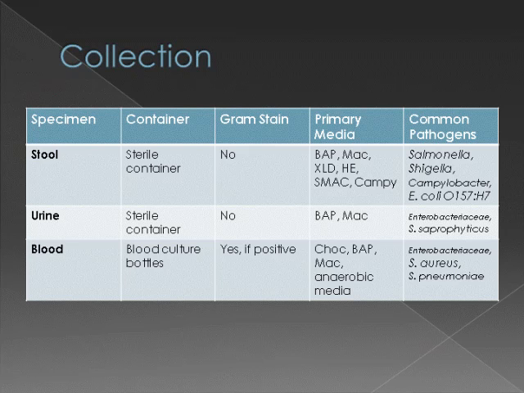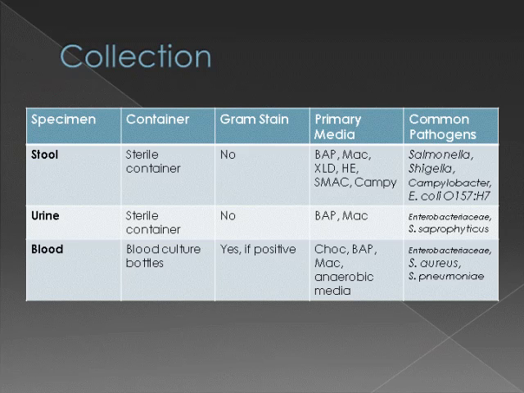And common pathogens that we screen for in a stool specimen include Salmonella and Shigella, Campylobacter, and E. coli O157:H7. A urine specimen is collected in a sterile container, and this one is also not gram stained. Media it is plated to include blood agar and MacConkey. And there are many, many different types of bacteria that can be isolated from a urine specimen. I've just listed a couple here, including members of Enterobacteriaceae and also Staph saprophyticus.